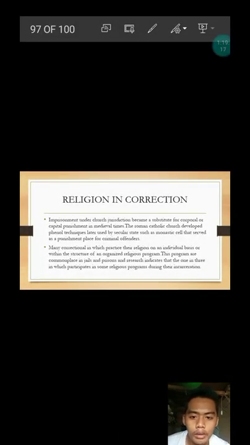Religion and correction. Imprisonment under church jurisdiction became a substitute for corporal and capital punishment in medieval times. The Roman Catholic Church developed penal techniques later used by secular states, such as monastic cells that serve as punishment places for criminal offenders. Many correctional institutions practice religion on an individual basis or within the structure of an organized religious program. These programs are commonplace in jails and prisons, and research indicates that one in three inmates participates in some religious program during incarceration.